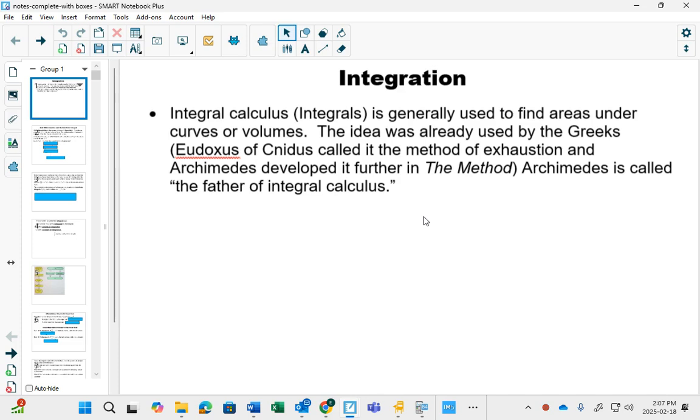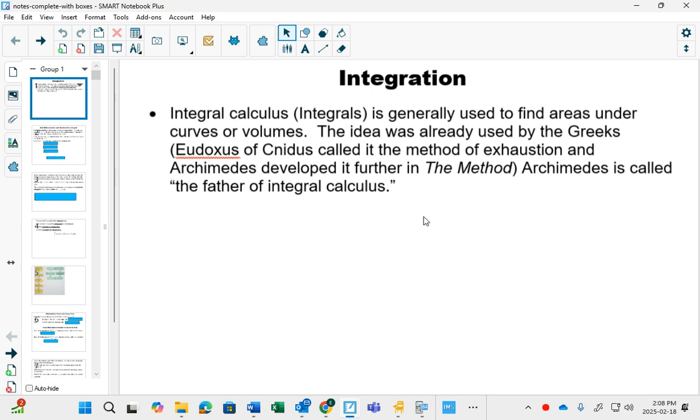Integral calculus was initially used for finding areas under curves. And the Greeks used integration, ideas of integration, before derivatives even existed. So we learned derivatives first because it's easier to learn the easy one first and then the hard one after. But the ideas of integration existed before derivatives existed.